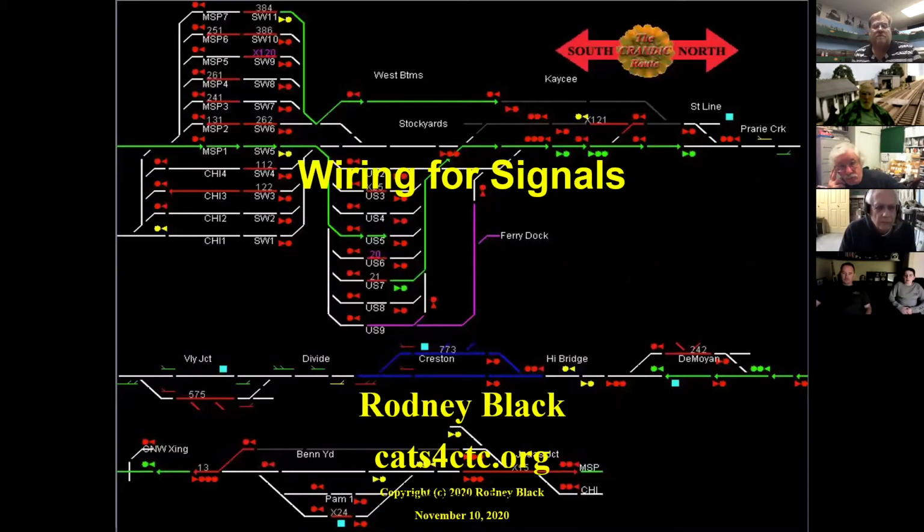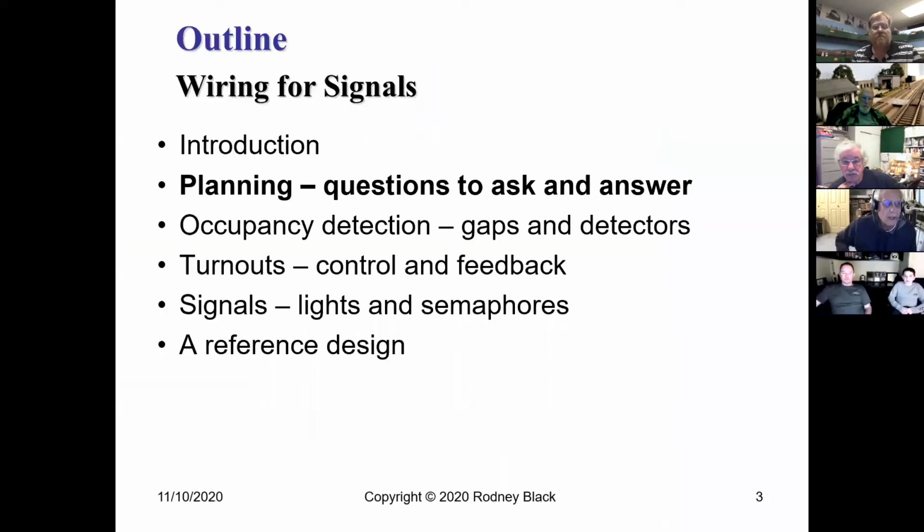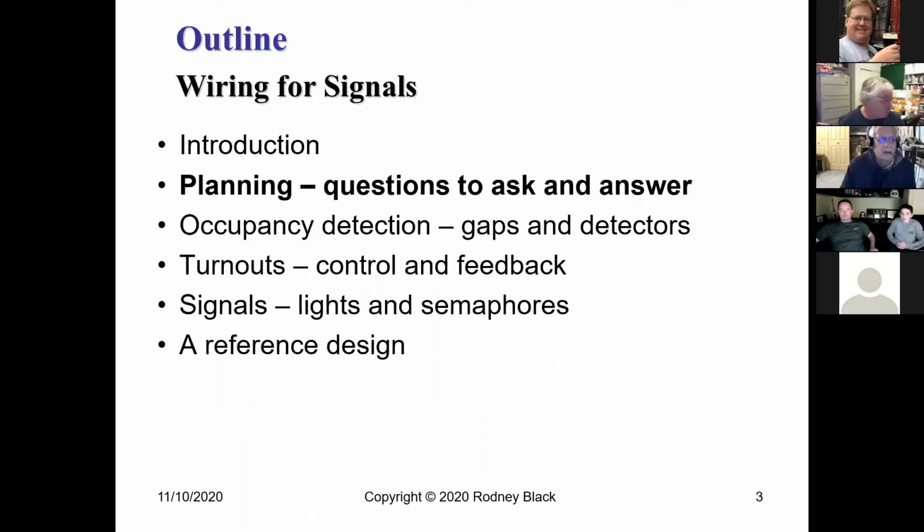Okay, so cover plate. I'm going to talk about wiring for signals tonight. Outline, I've gone through the introduction. I'm next going to go to planning, some questions as you're wiring up your layout that you'll ask and you'll have to answer yourself. I can't answer them for you, but you'll find that these questions will probably pop up. Then we'll dig down deeper into occupancy detection, gaps, detectors, things like that. I want to spend most of the time probably on turnouts, control, feedback, that kind of thing, because that seems like an area where a lot of people have questions.